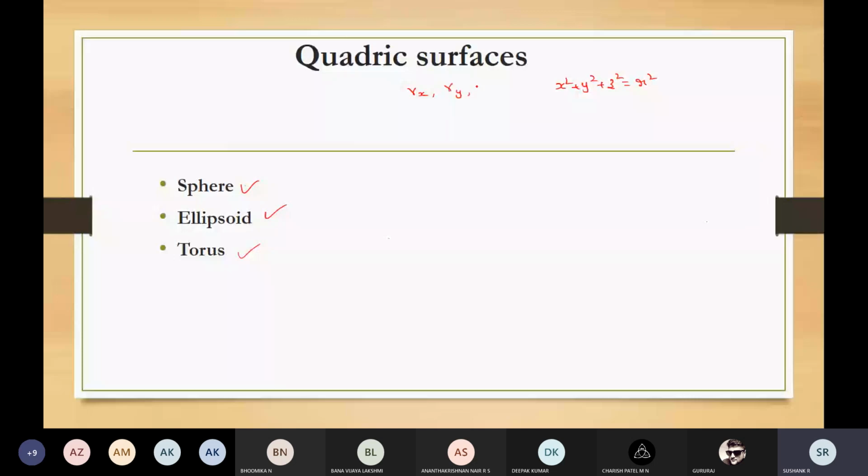So this equation can be modified to represent it as x by rx the whole square plus y by ry the whole square plus z by rz the whole square. So the Cartesian representation for a point over the surface of the ellipsoid, which is centered on the origin, is satisfying this equation: x by rx the whole square plus y by ry the whole square plus z by rz the whole square is equal to 1.